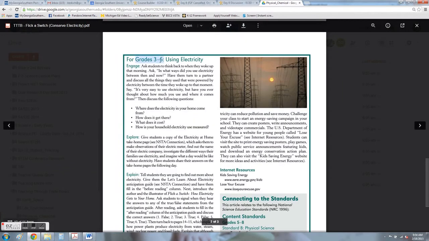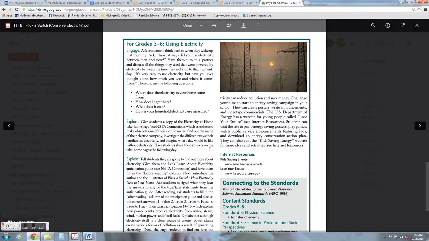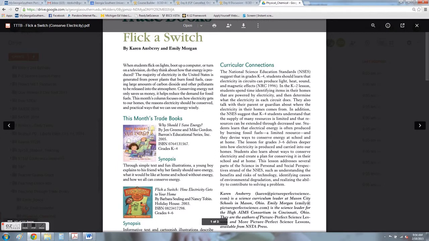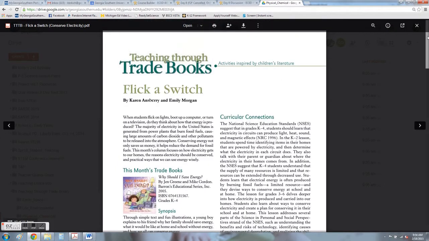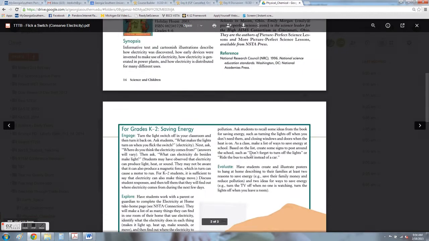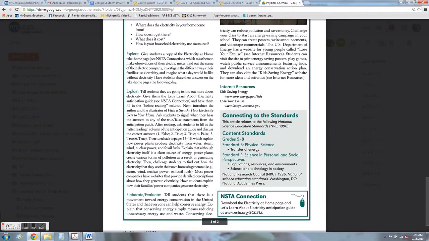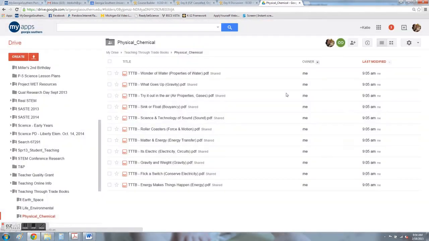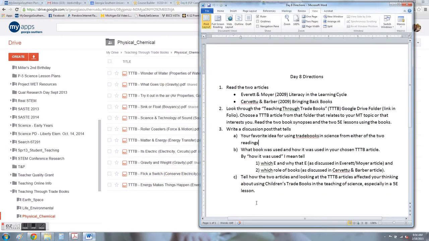I would like for you to read through the whole article and both 5E lessons and then choose the one you like best. In your discussion, I think you should post three things. First, your favorite idea for using trade books in science from either of the two readings. And then, talking about your chosen Teaching Through Trade Books article, I want you to tell me what book was used and how it was used.